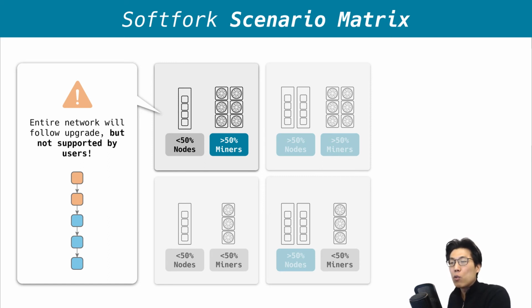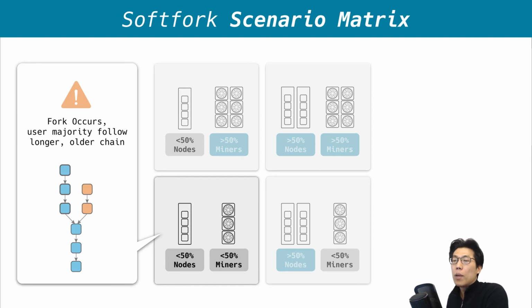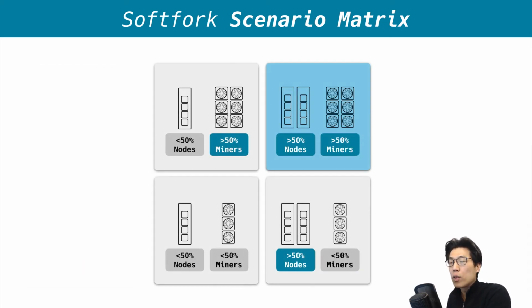Finally, we have a situation where neither the users nor the miners support the upgrade. Now, the minority of miners mining the upgrade will then be risking that their rewards are being mined on a chain which is only accepted by a minority of the users. So the ideal quadrant is really the one where both users and miners support the upgrade.